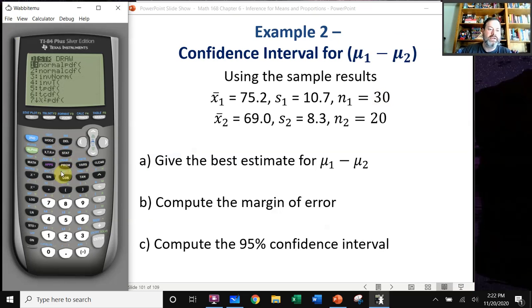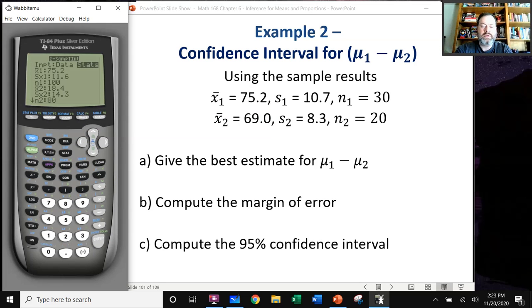Oh, wrong button. Oh, jeez. All right, so it's stat. This app is hard to read on my computer. So stat, and we're going to tests. Now, this is a 2-sample t, but it's a confidence interval. So you have to go through and look for 2-sample t interval. Right there, 2-sample t interval. We're typing in the statistics, so just type in everything the way it looks.